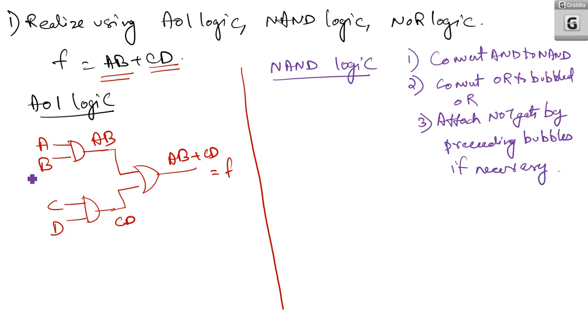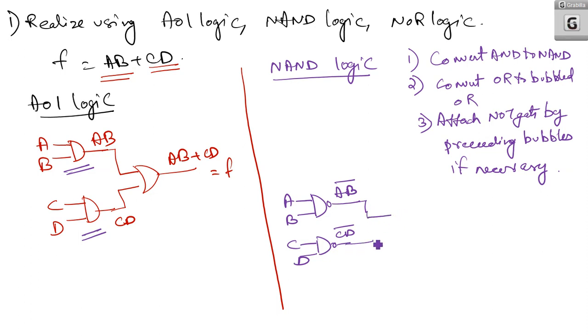Okay. So here I am having AND gate, here also I am having AND gate. So first I am converting it into a NAND gate. So we get A, B. So this is AB bar. So again here what we have C, D. This is CD bar. Now coming into next part. I am replacing this OR by bubbled OR.